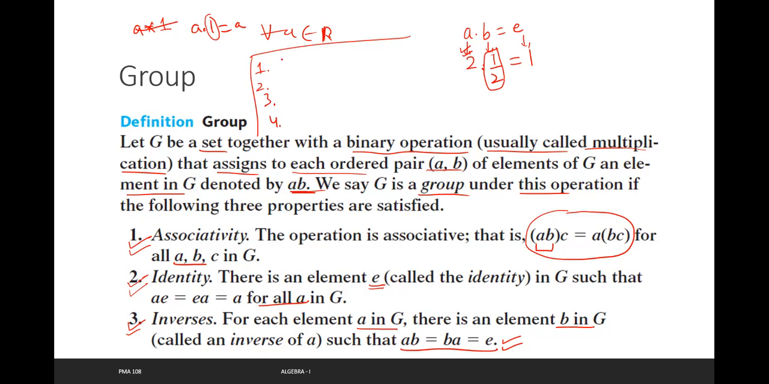So the first property is closure law. Second property is associativity. Third property is existence of identity, and the fourth property is existence of inverse, right.